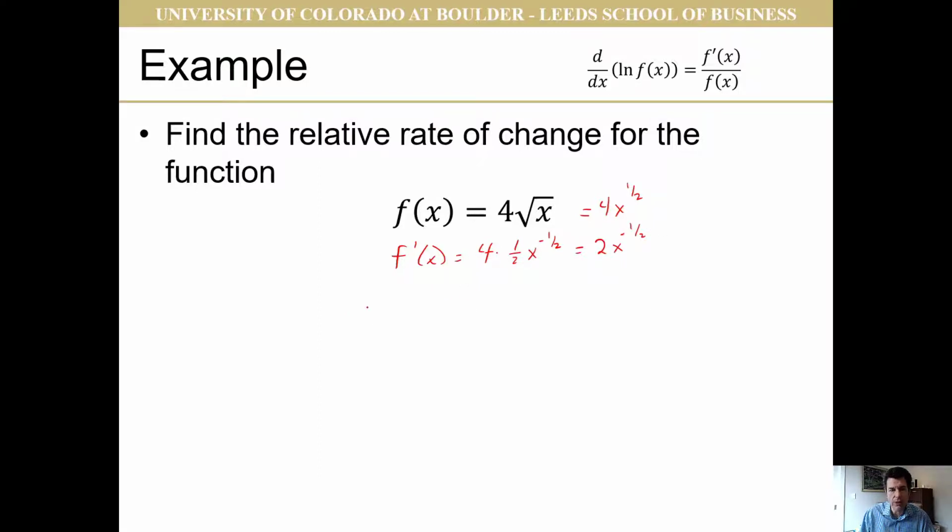Okay, so the relative rate of change is f prime of x divided by f of x, which equals 2x to the negative 1/2 divided by 4x to the 1/2. x to the negative 1/2 is 1 over x to the 1/2, so that's going to be 2 over 4, so 1 over 2, times x to the 1/2 times x to the 1/2, which is 1 over 2x. So our relative rate of change is 1 over 2x. For any particular value of x, plug it into this equation and we get a relative rate of change.